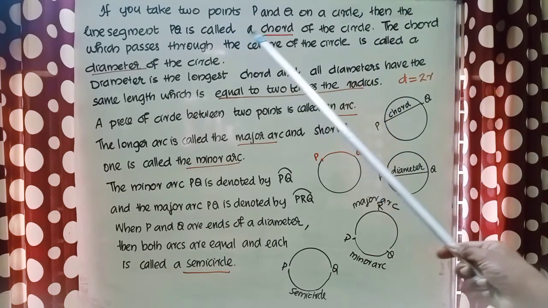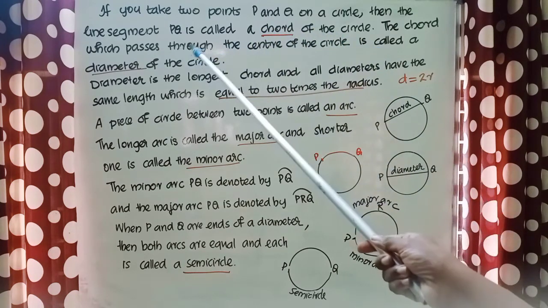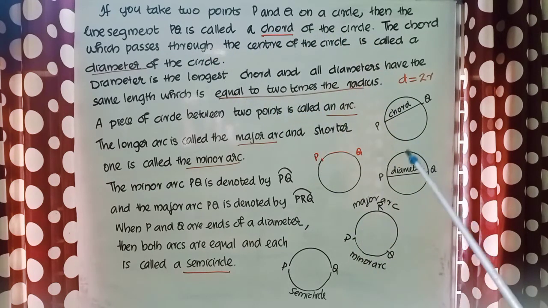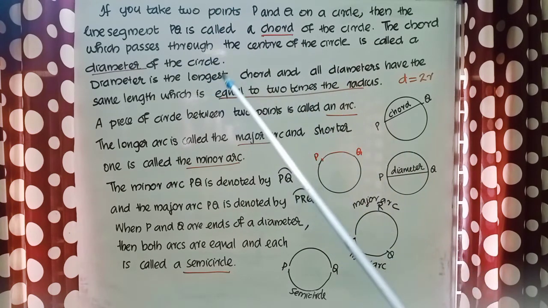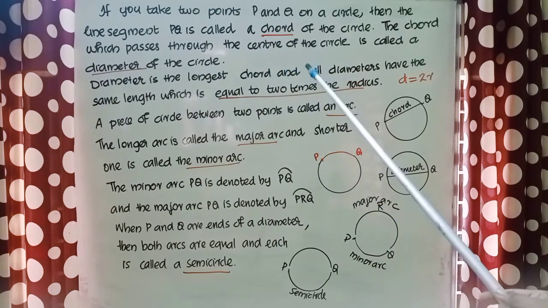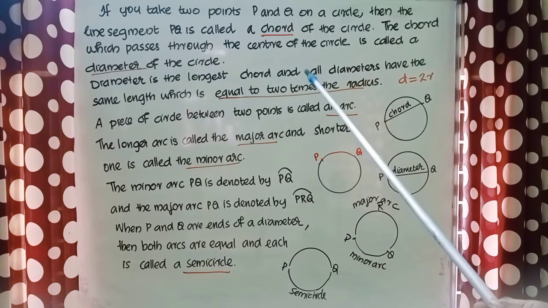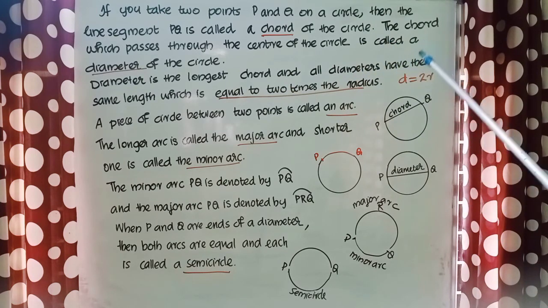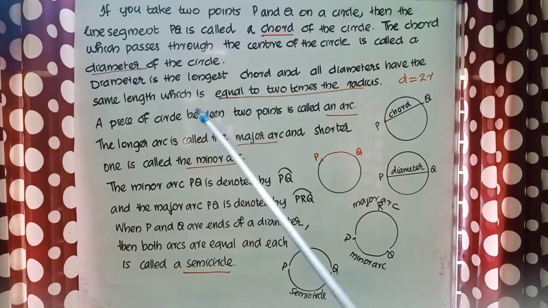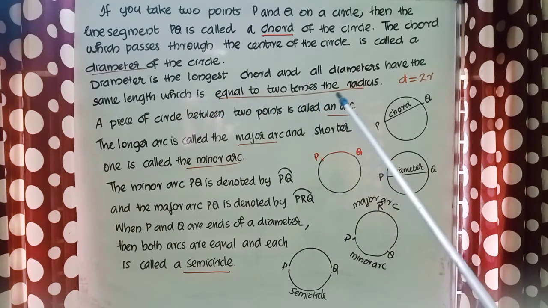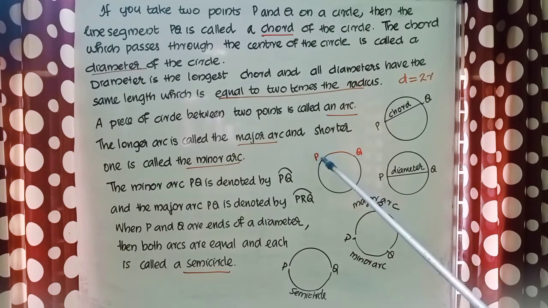The chord which passes through the center of the circle is called the diameter of the circle. Chord which passes through the center is known as the diameter of the circle. Diameter is the longest chord and all diameters have the same length, which is equal to 2 times the radius. That is, diameter is equal to 2 into radius. A piece of a circle between 2 points is called an arc. So, an arc is a piece of a circle between 2 points.